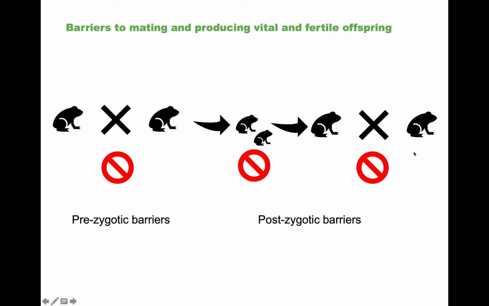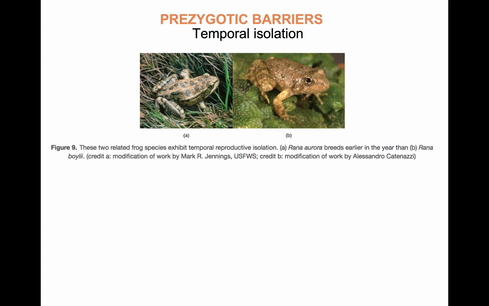So what are some examples of that? One example of a pre-zygotic barrier is temporal isolation. So if there are two different frogs, but they tend to mate at different times.